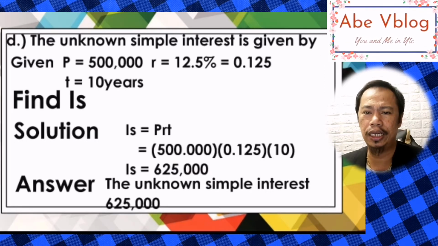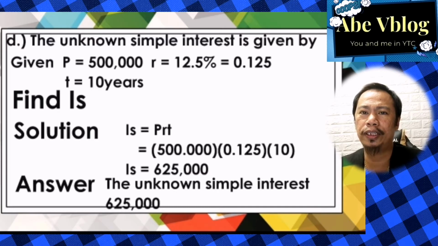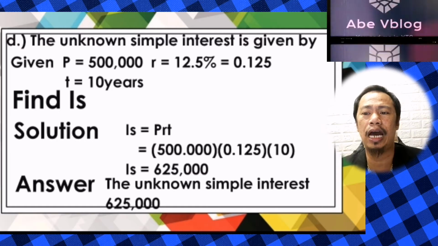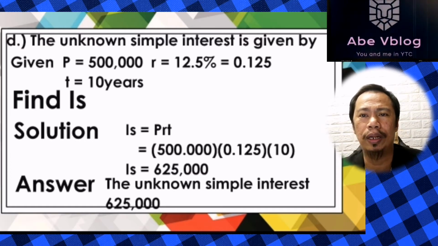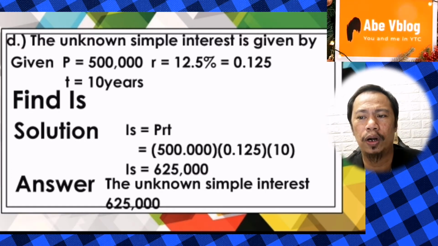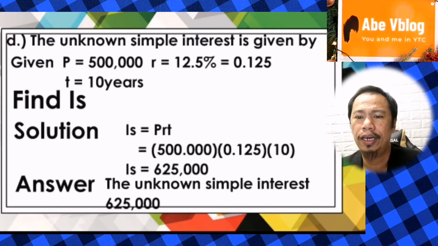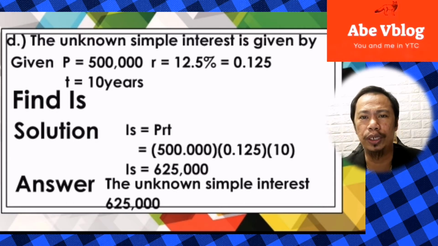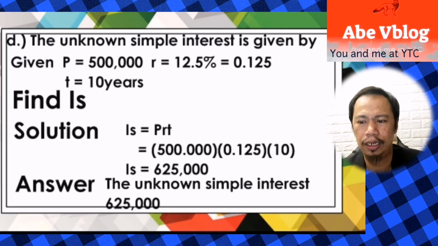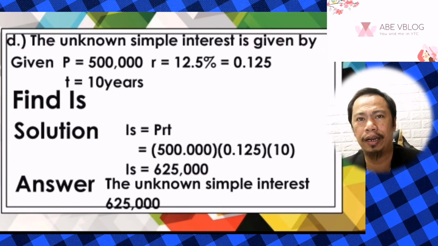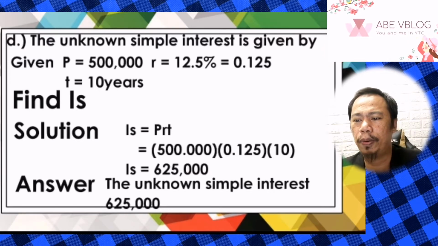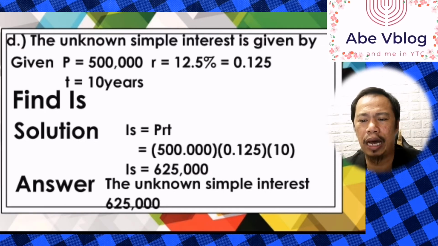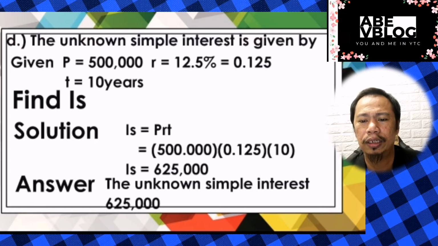Now for letter D, we are asked to solve for the simple interest. So the given are as follows: 500,000, then the R is 12.5% or 0.125, and then the T is 10 years. So the formula that we use is IS is equal to PRT. We substitute the given values: 500,000 times 0.125 times 10. Then we got 625,000 as the simple interest. Okay?